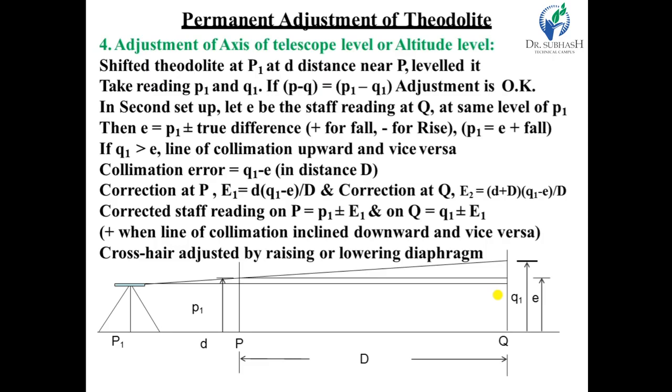Correction at P is called E1. E1 is equal to d multiplied by (Q1 minus E) by D, and correction at Q is E2, which is equal to (D plus d) multiplied by (Q1 minus E) by D. Corrected staff reading on P is equal to P1 plus or minus E1, and on Q is equal to Q1 plus or minus E2. Plus when the line of collimation inclines downward and vice versa. Cross hairs are adjusted by raising or lowering the diaphragm.